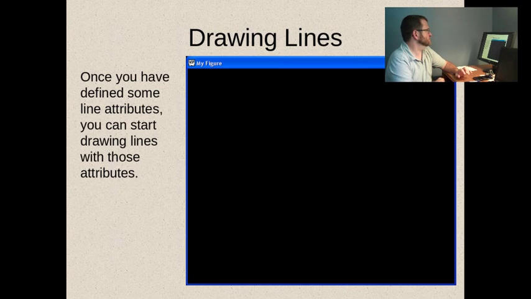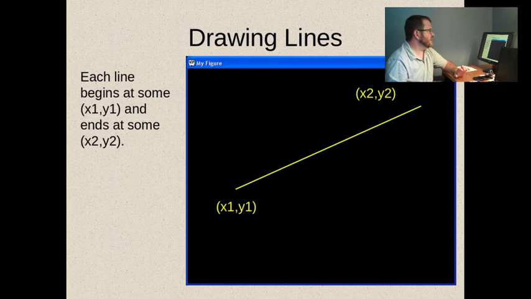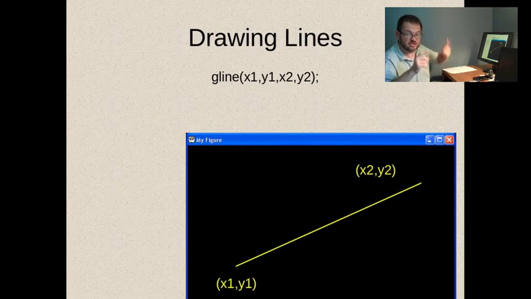We'll see some examples of this in just a little bit. So once you've defined some line attributes, you can start drawing lines with those attributes. For example, if I want to draw a line from some location on the screen, x1, y1, to some other location on the screen, x2, y2, recognizing that we're in a unit square here, so x1, y1 would both be within the range 0 to 1, and same with x2, y2.